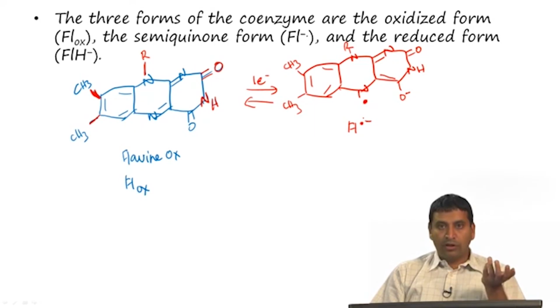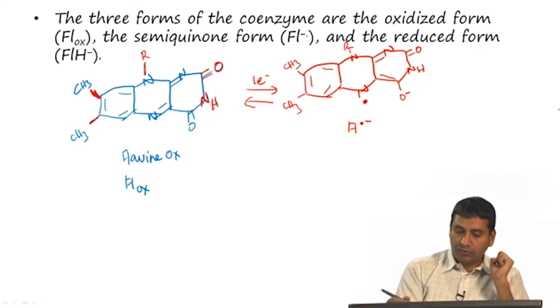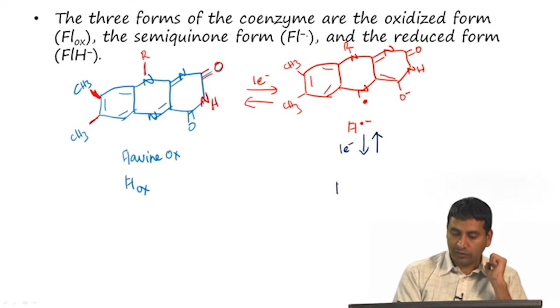Now, this molecule can further pick up 1 more electron, which we will look at now. So, this will pick up 1 more electron, which I am going to draw over here, and these are reversible processes. So, you have a benzene ring which remains the same.